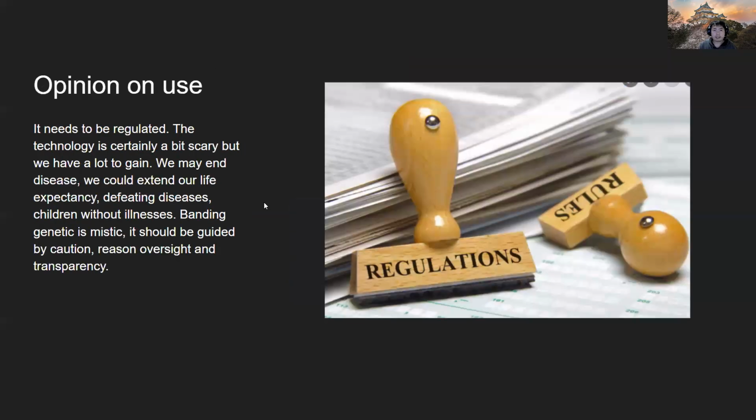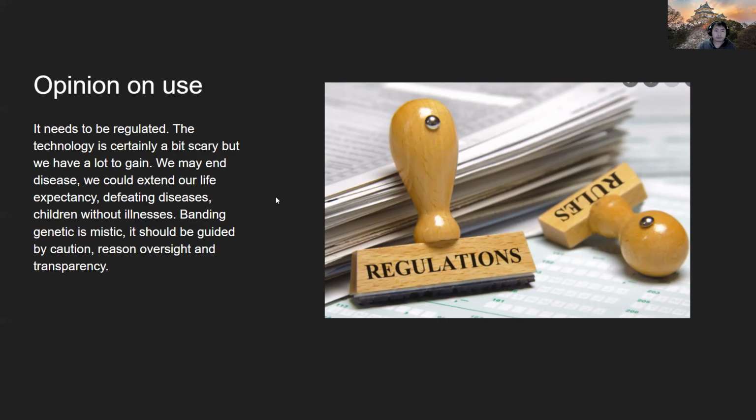So the next thing is my opinion. For gene editing or DNA editing, I think it should be regulated because this is such a powerful tool. You could defeat the disease, or we could have a perfect healthy baby, or it could improve our life quality. But this gene editing or DNA editing has to be regulated.